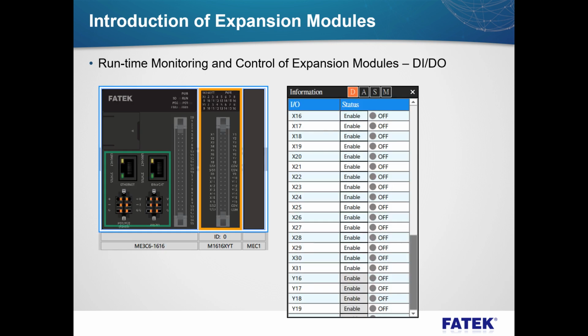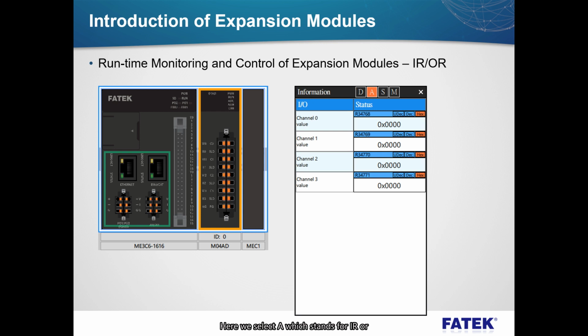The top of the information window lists 4 areas of monitoring. Here we select D, which stands for DI or DO, and we can observe that one can monitor the status of X16, X31, and Y16, Y31 of M16, 16, XYT in this way.